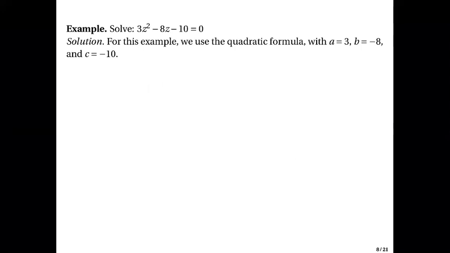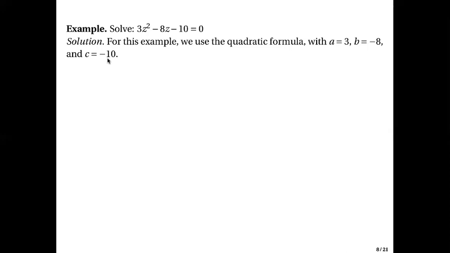Next example here. 3z squared minus 8z minus 10 equals 0. So for this, we use quadratic formula. A equals 3. The coefficient of z squared, that's 3. B equals the coefficient of z, so minus 8. C, that's the constant part, that's minus 10. Okay?